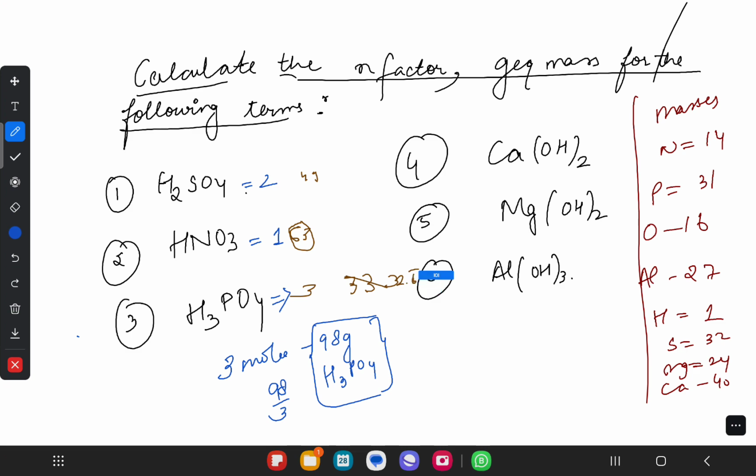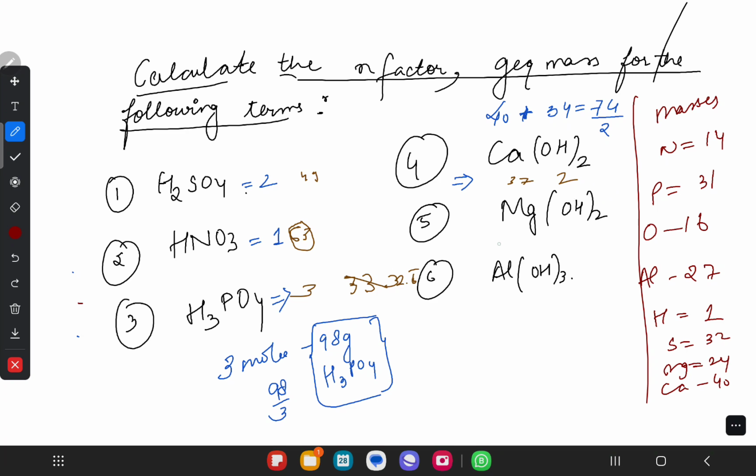Next, for Ca(OH)2, do the N factor calculation. For calcium, it is 40. Then for OH, 17 times 2 is 34, so 74 over 2 is 37. And the N factor is 2.